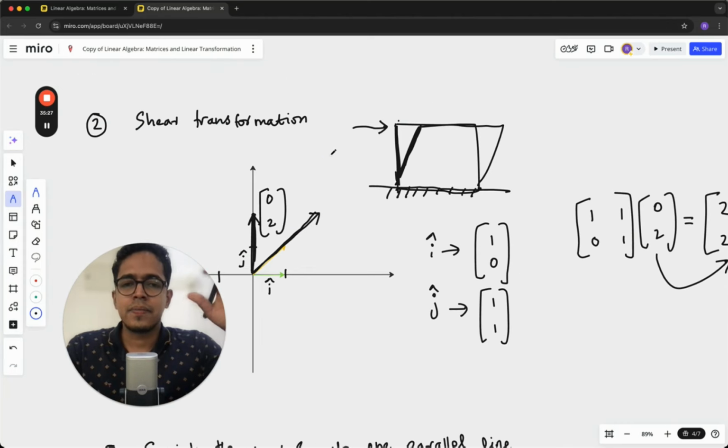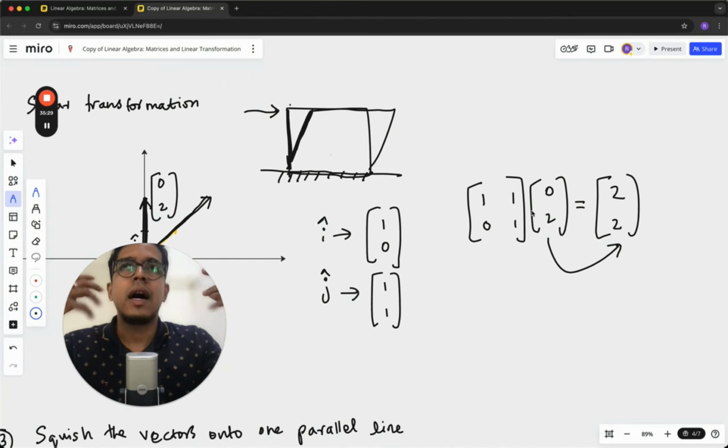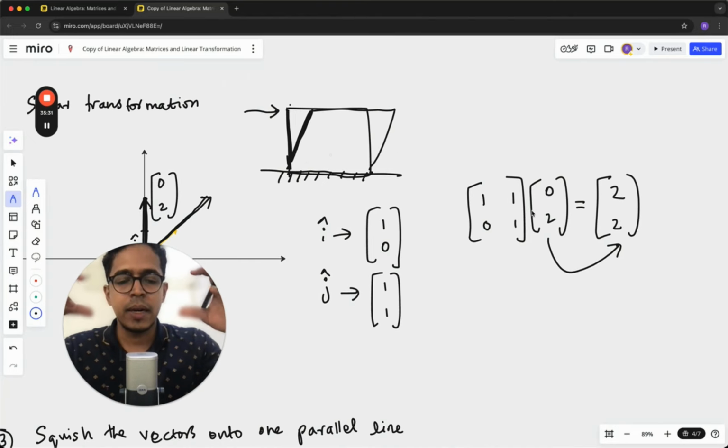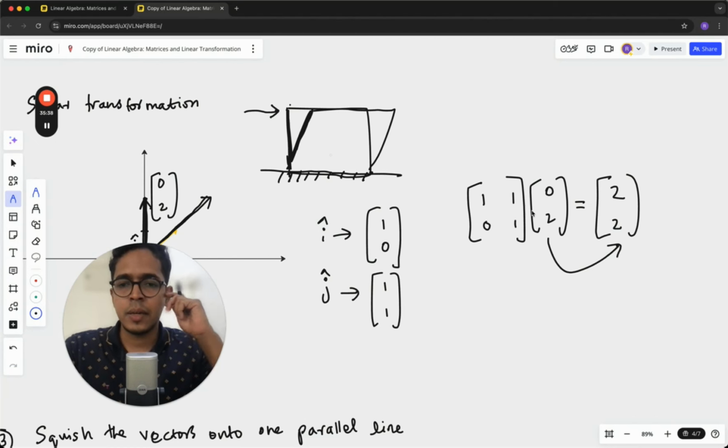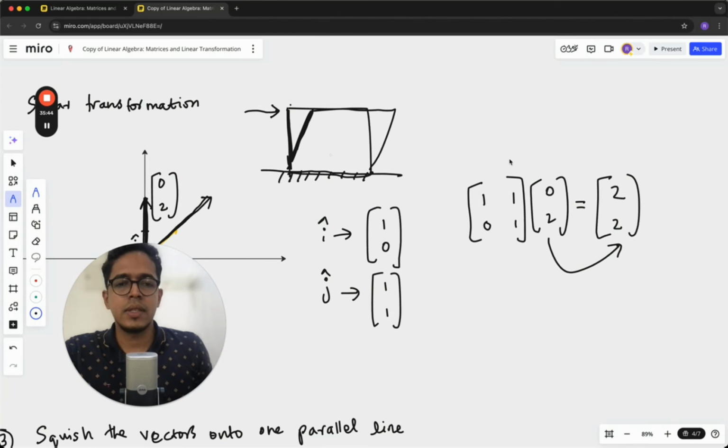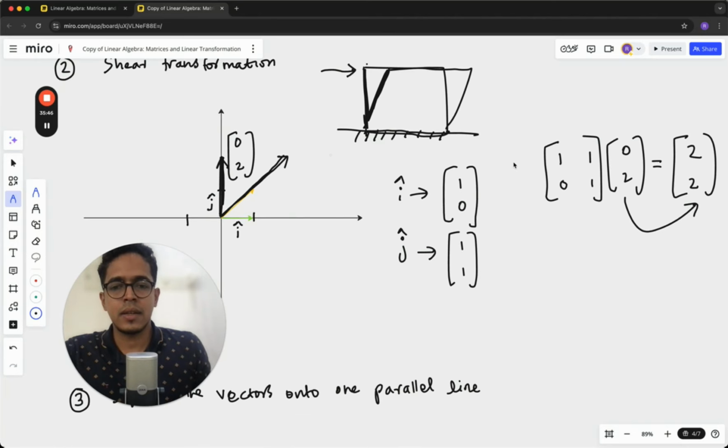So if you were asked to write a shear operation matrix directly without thinking about i and j, it will be much more difficult. But if you think of shear in terms of what happens to the basis vector i and basis vector j, it's much easier to visualize. So this is again a linear transformation.